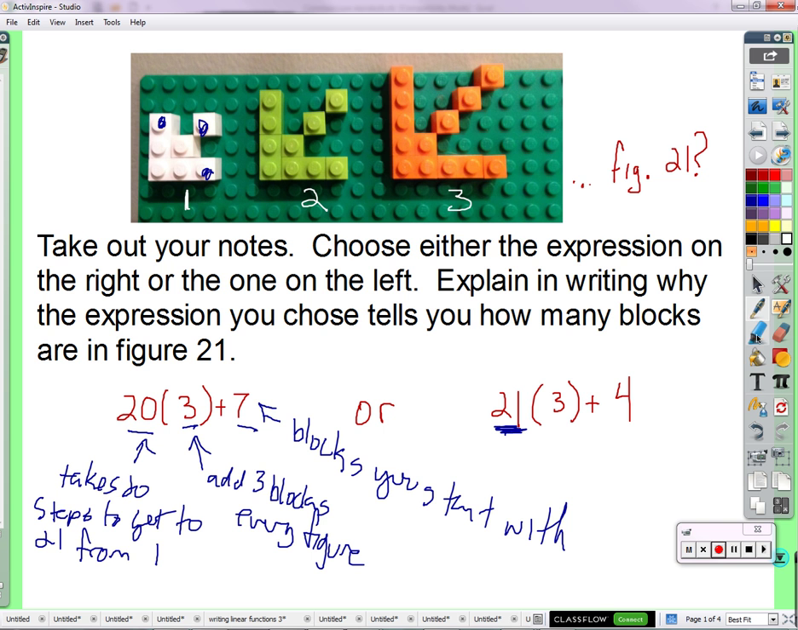So this is like starting from, so right here is like starting from where? From which figure would this be starting from? Zero. You're at zero. What would figure zero look like? Four. Four blocks.